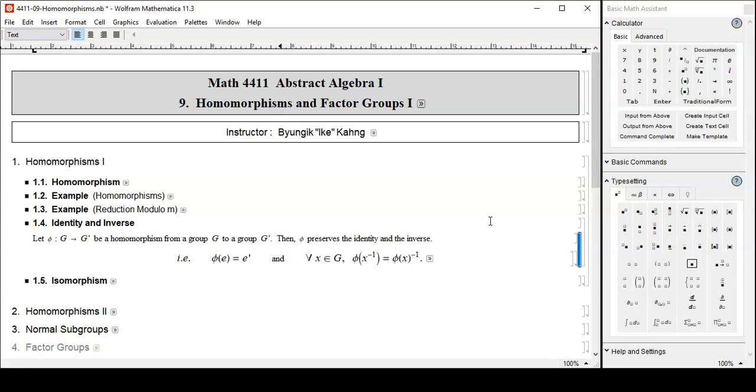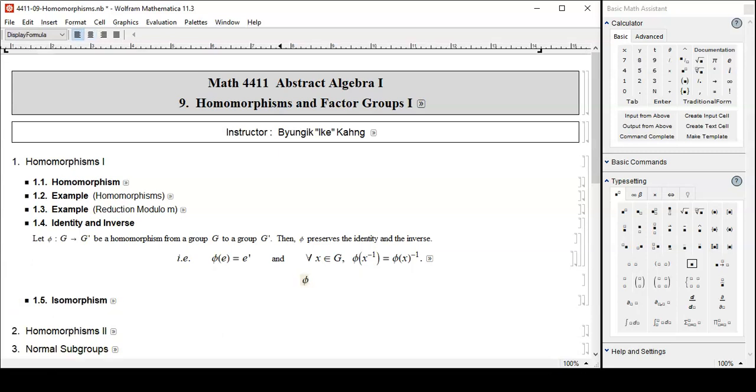How do you prove that? Well, let's look at this one first. We want to prove that phi preserves the identity, this one, but we have to use the fact that phi preserves the operation, the group operation. So how do you write the identity using a group operation? Think about that. How do you express the identity using a group operation? e as e times e.